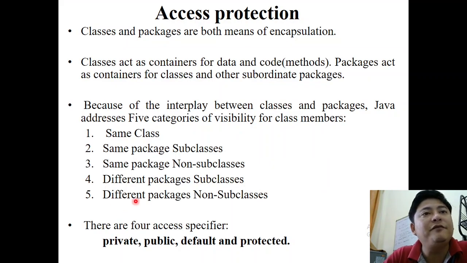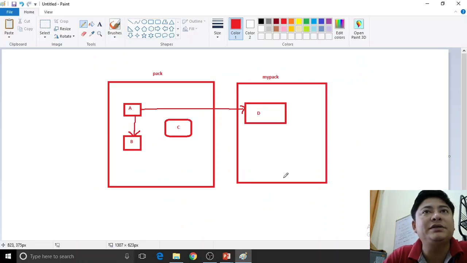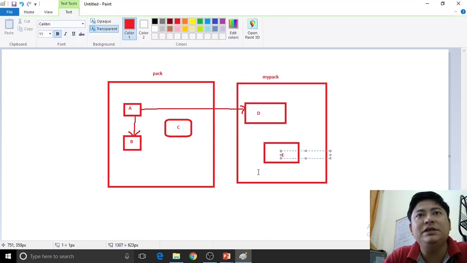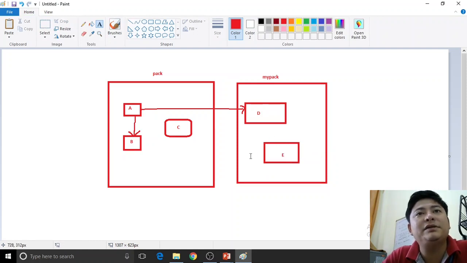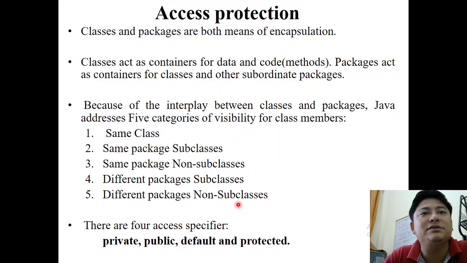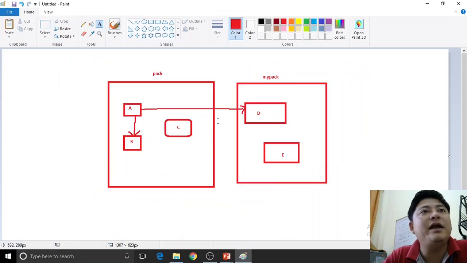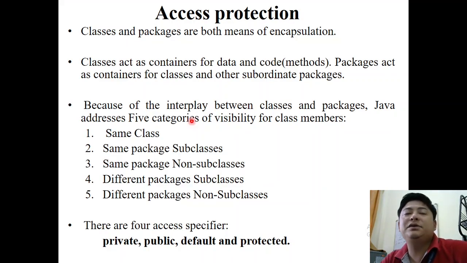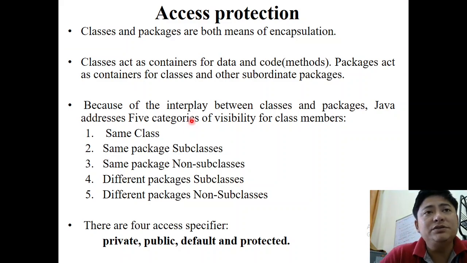Next is the different package non-subclass. Different package non-subclass means there is a class, for example the name of the class is E, which is in another package, and E is not at all related with pack. So that's a different package non-subclass. These are the variety of scenarios that we will have, and for these scenarios, how does the access protection differ?